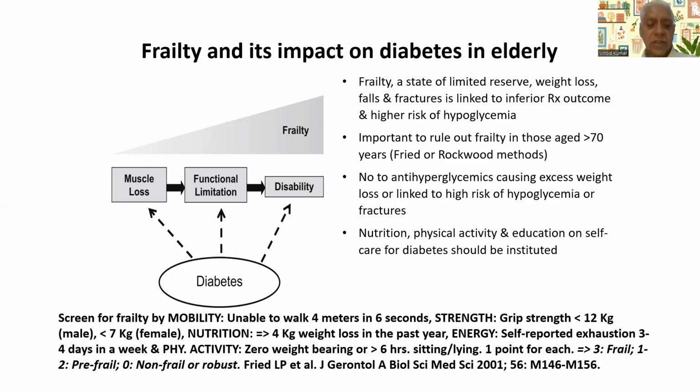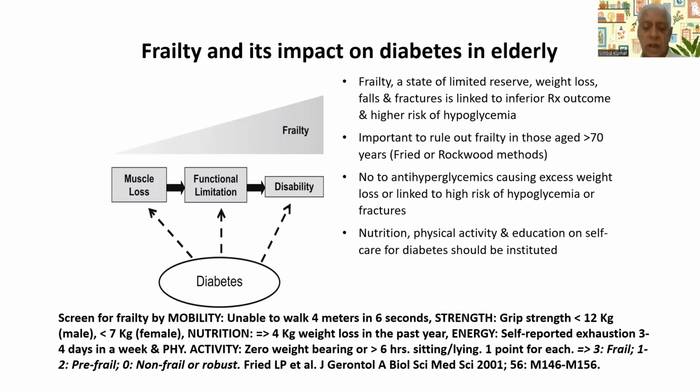The screening method to detect frailty is by mobility testing, that is, he is unable to walk 4 meters in 6 seconds. By strength testing, that is, a male has a grip strength less than 12 kilograms and a female less than 7 kilograms. Nutrition, if compromised, is judged by finding out if a person has lost 4 kilograms or more of body weight in the last 1 year. Energy is by self-reported exhaustion, at least 3 to 4 days in a week, and physical activity means zero weight bearing like climbing stairs, or spending more than 6 hours sitting and lying outside his sleeping hours.